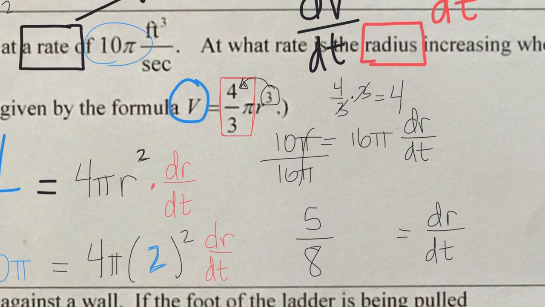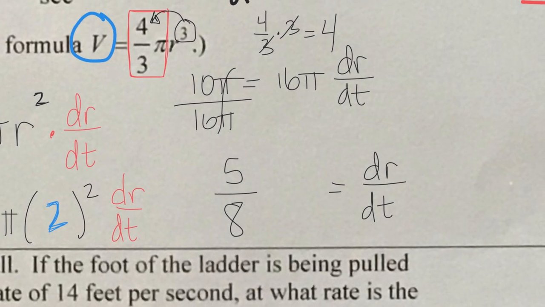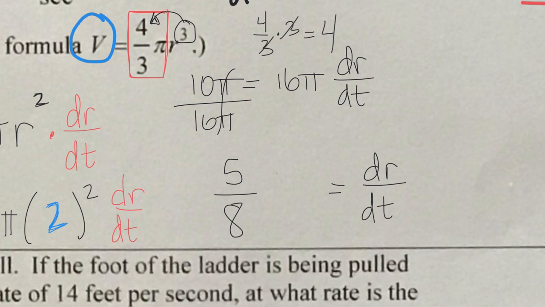If the volume was cubic feet per second, then our radius is single feet per second. So our radius is changing at 5/8 of a foot every second. Radius is a linear unit, so we're going to have a linear foot per second. If this were area, it would have been square feet per second. And volume is, of course, a cubic unit. So make sure we're watching our units when we do these problems.